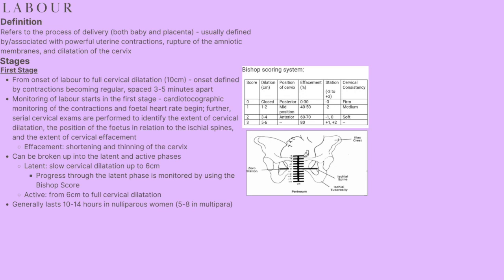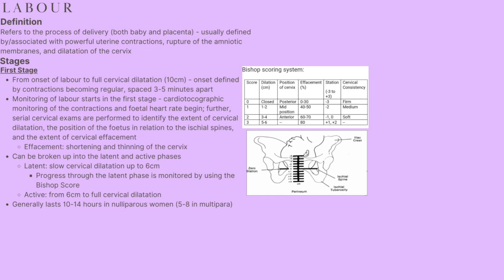The first stage is from the onset of labor to full cervical dilatation at 10 centimeters. The onset of labor is defined by contractions becoming regular and spaced 3 to 5 minutes apart. Monitoring of labor begins in the first stage, with cardiotocography, or CTG, done to monitor the contractions and fetal heart rate. Serial cervical exams are also done to identify the extent of cervical dilatation, the position of the fetus in relation to the ischial spines, known as fetal station, and the extent of cervical effacement, that is, the shortening and thinning of the cervix. Fetal station is illustrated in the schematic on the right hand side here.